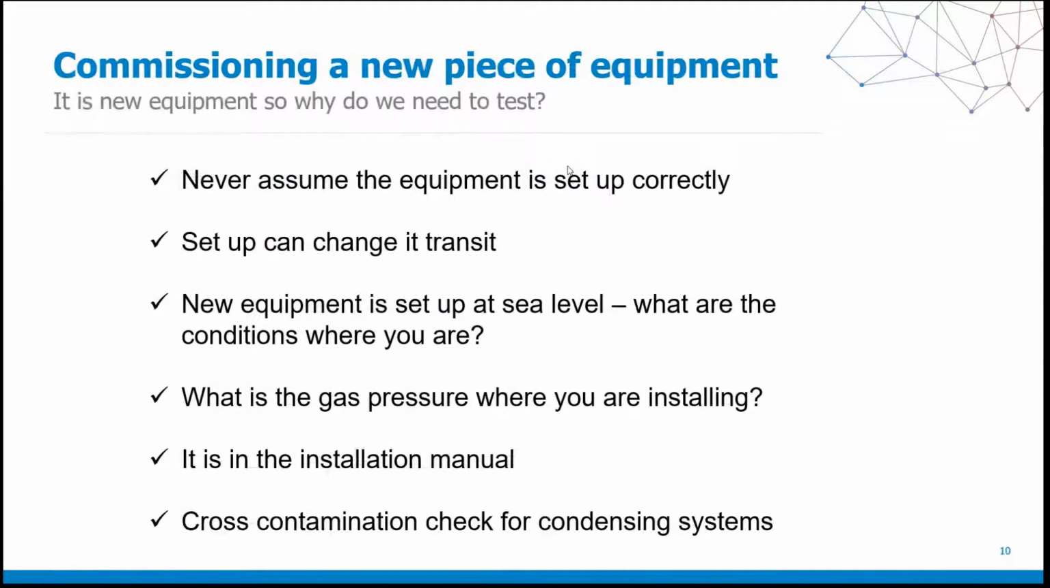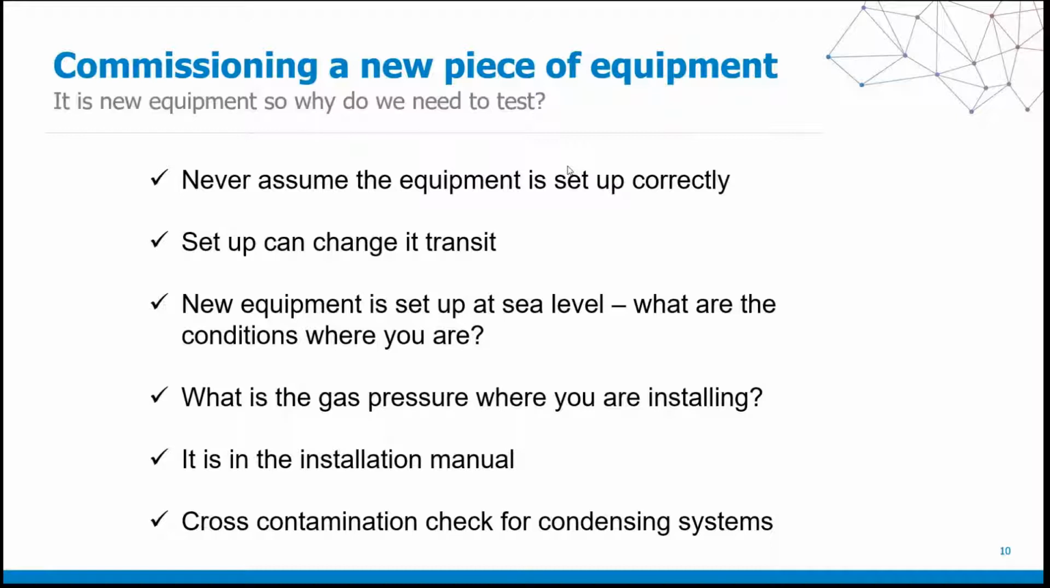Commissioning a new piece of equipment. The question is always asked, but if it's new, why do I have to test it? Didn't they set it up perfectly for me before it left the factory? For all intents and purposes, they try to, but you never want to assume that that is the case, because remember, the liability is on you. You never want to assume. There are no absolutes in life. So you need to test that new piece of equipment to make sure that the oxygen, CO, and all the other parameters are set correctly.